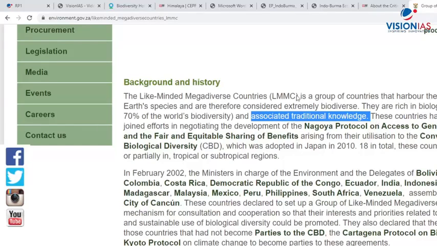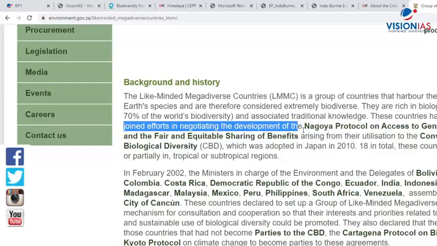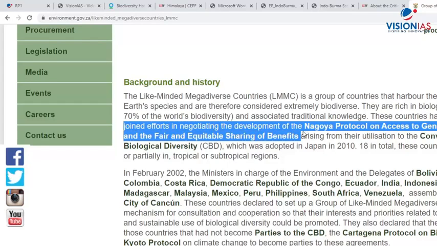And why have they come together? They have joined efforts in negotiating the development of the Nagoya Protocol, CBD, Cartagena Protocol and all this. Their main objective of forming a group was to encourage governments to join CBD, Nagoya Protocol and Cartagena Protocol. These are the multilateral agreements under the CBD. For that they have formed this group.